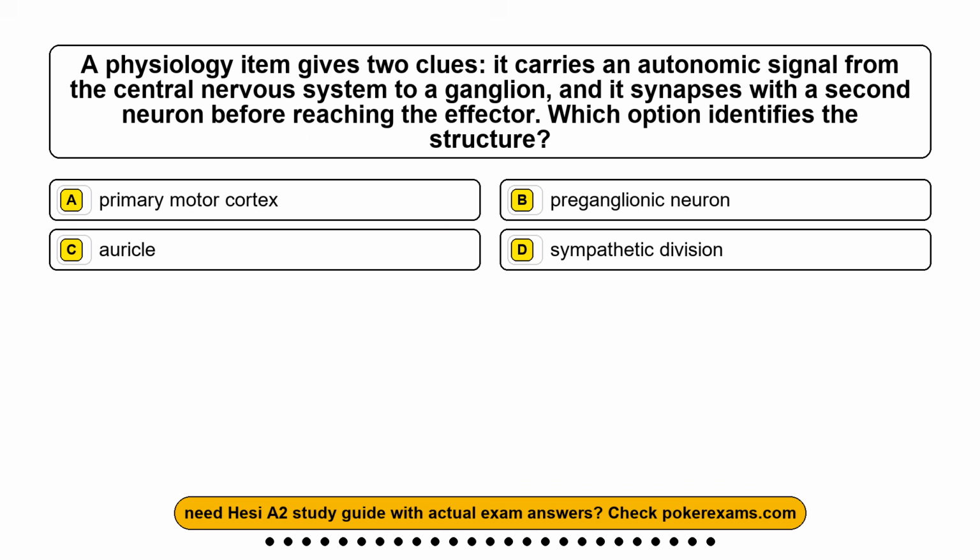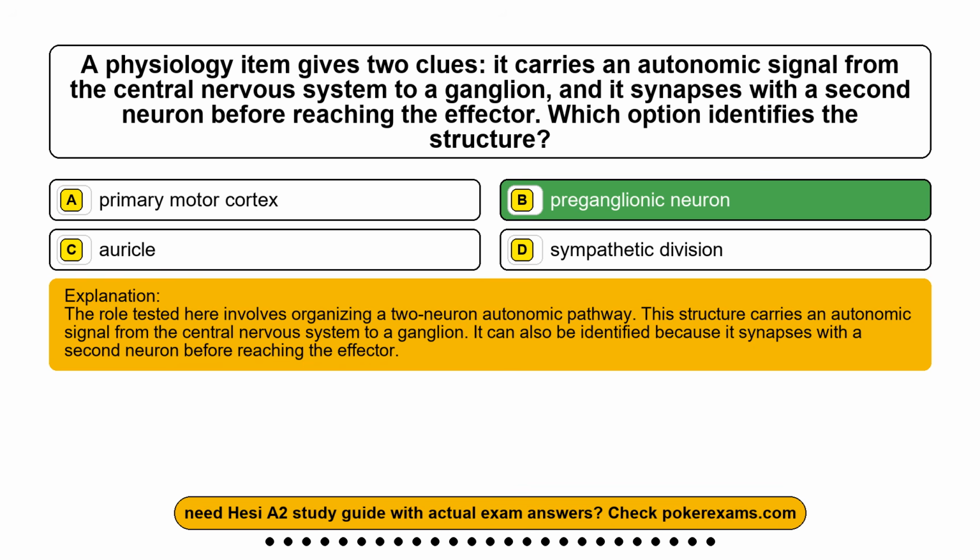Question 14. A physiology item gives two clues. It carries an autonomic signal from the central nervous system to a ganglion, and it synapses with a second neuron before reaching the effector. Which option identifies the structure? Option A, primary motor cortex. Option B, preganglionic neuron. Option C, auricle. Option D, sympathetic division. The correct answer is option B, preganglionic neuron. The role tested here involves organizing a 2-neuron autonomic pathway. This structure carries an autonomic signal from the central nervous system to a ganglion. It can also be identified because it synapses with a second neuron before reaching the effector.